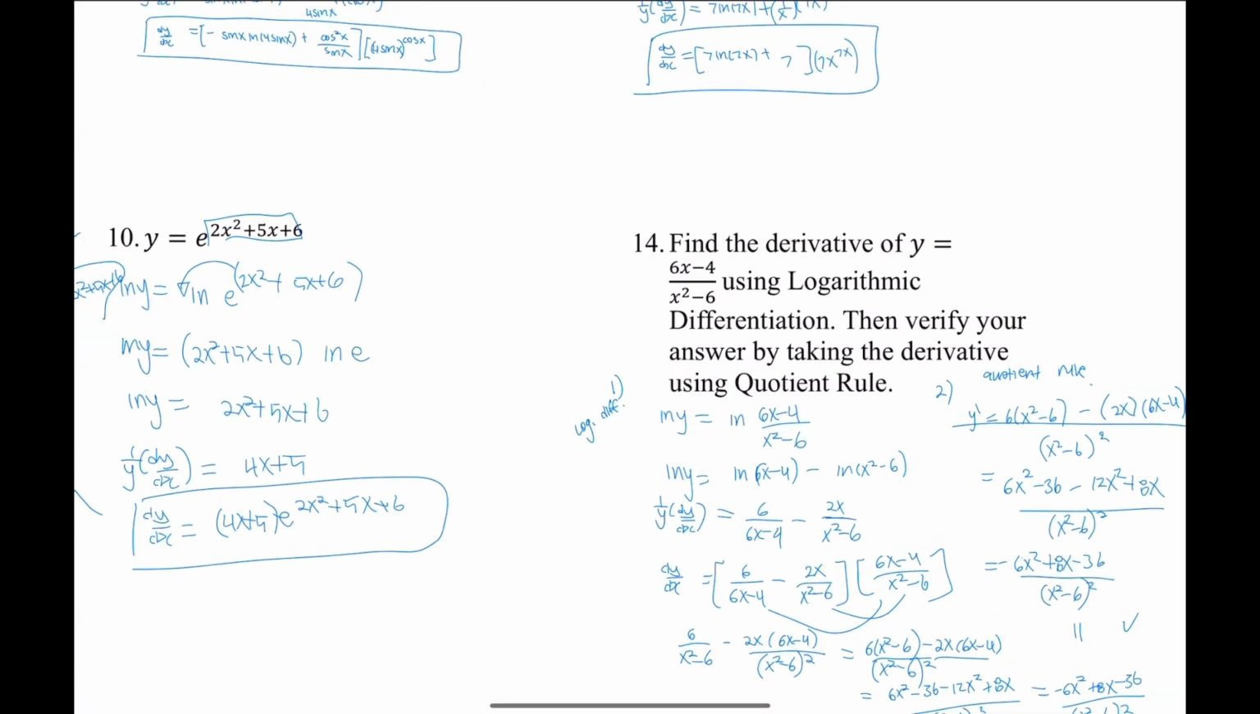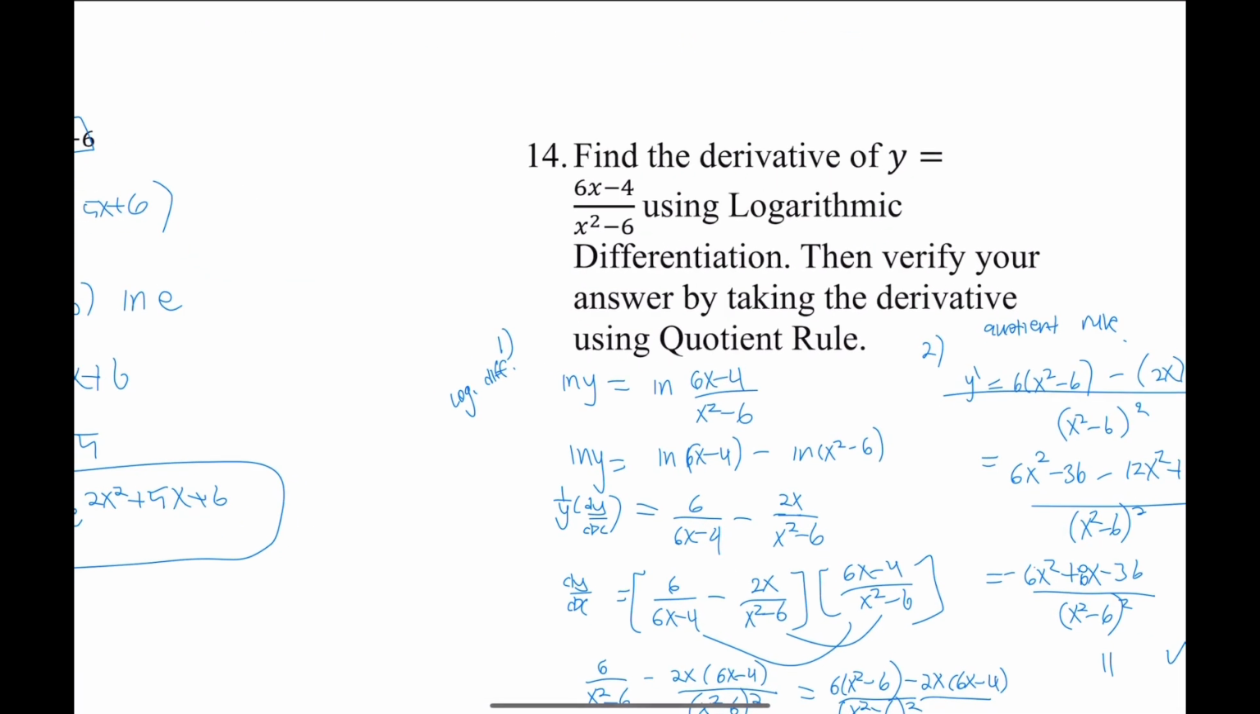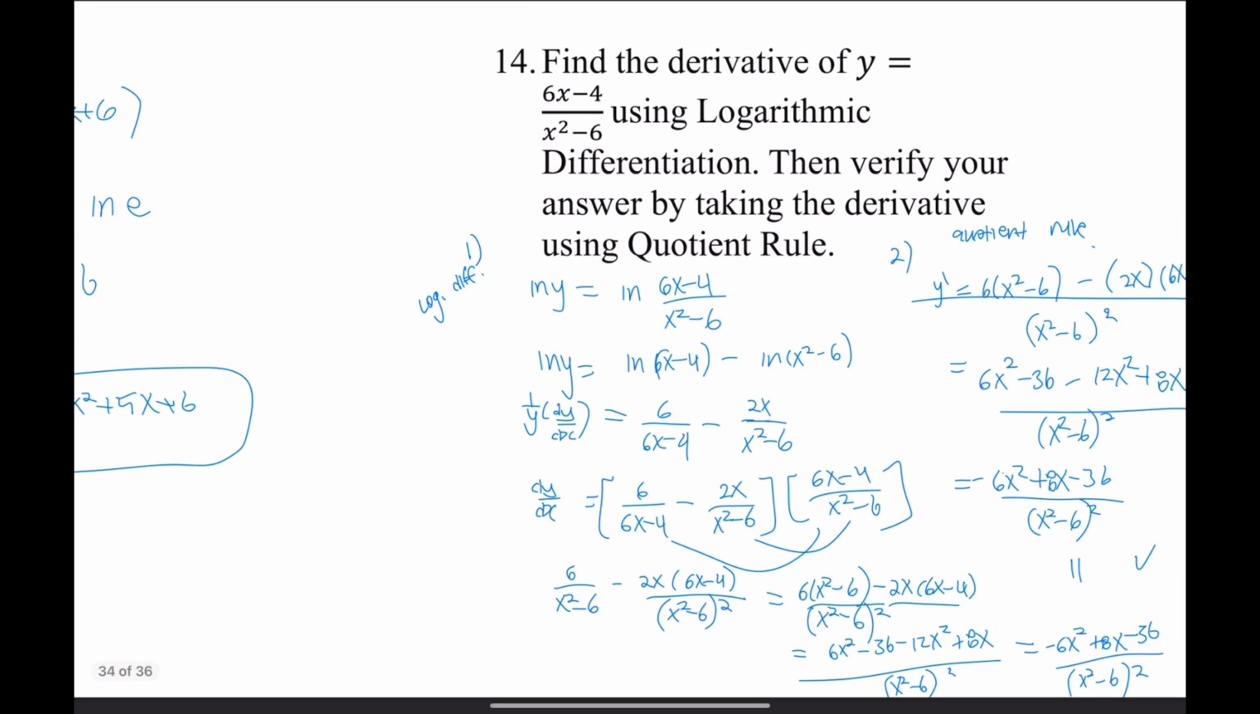So, I mean, just write that the logarithmic differentiation result is this, write this out, right? And that is the same as the quotient rule differentiation result of this, which is why both methods work, and the derivative of 6x minus 4 over x squared minus 6 is equal to negative 6x squared plus 8x minus 36 all over x squared minus 6 to the power of 2. Yep, that's it.